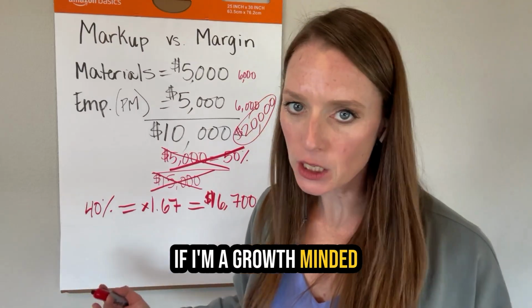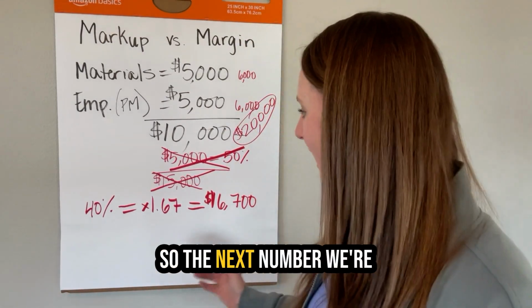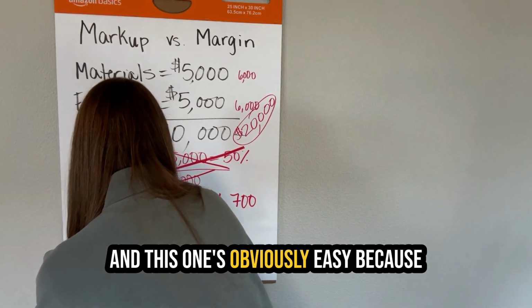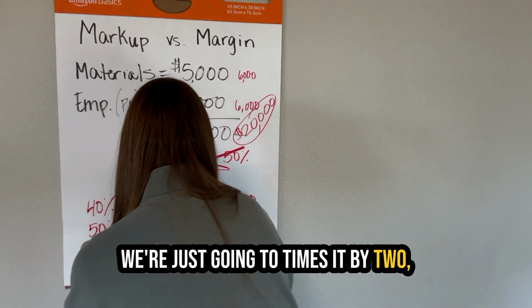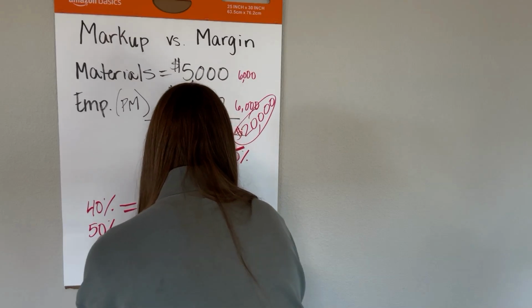If I'm a growth-minded contractor, I need to be charging growth-minded prices. So the next number we're going to look at is the 50%. And this one's obviously easy because we're just going to times it by 2, which is going to equal $20,000.